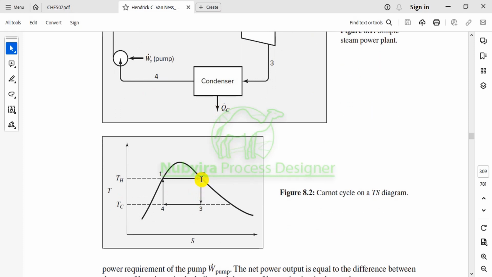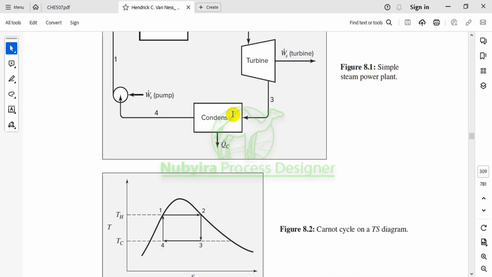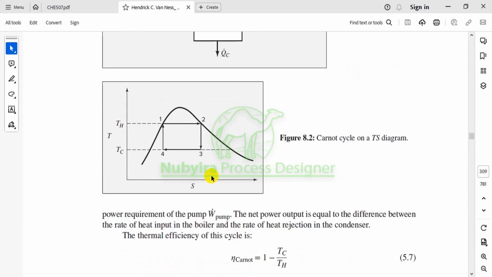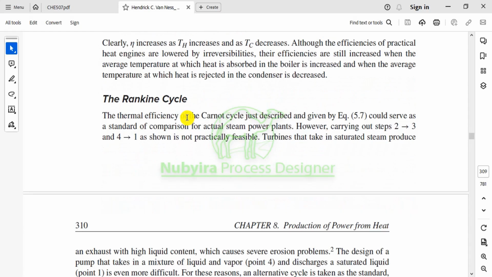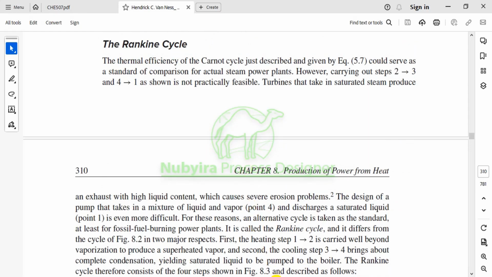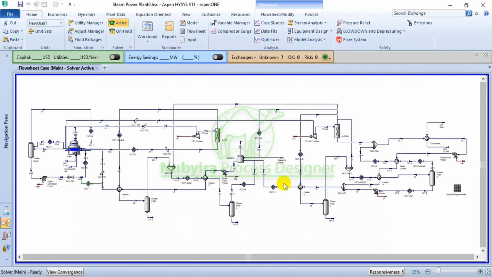If you have a steam power plant with saturated steam, you are going to get a lot of liquid in the turbine, and there will be flooding. You cannot design this kind of system in real life. So we have another one that is very close to this ideal perfect cycle, having the highest efficiency among heat engines. We call this system the Rankine cycle, which is the one that I have here.